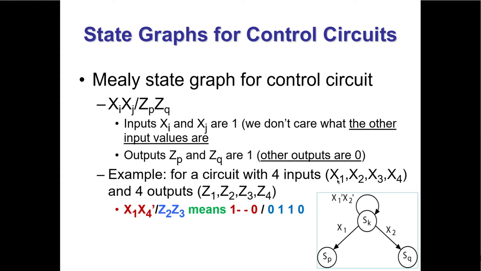How about a circuit with 4 inputs, X1, 2, 3, 4, and 4 outputs, Z1, 2, 3, 4. So if you have X1, X4 prime, Z2, Z3, that means that if X1 is 1 and X4 is 0, then our output is Z1 is 0, Z2 is 1, Z3 is 1, and Z4 is 0. That's what this means.